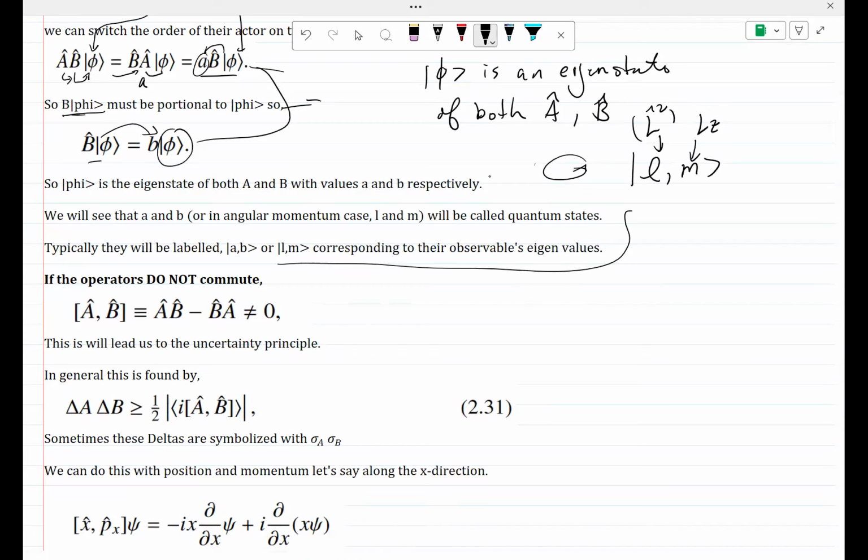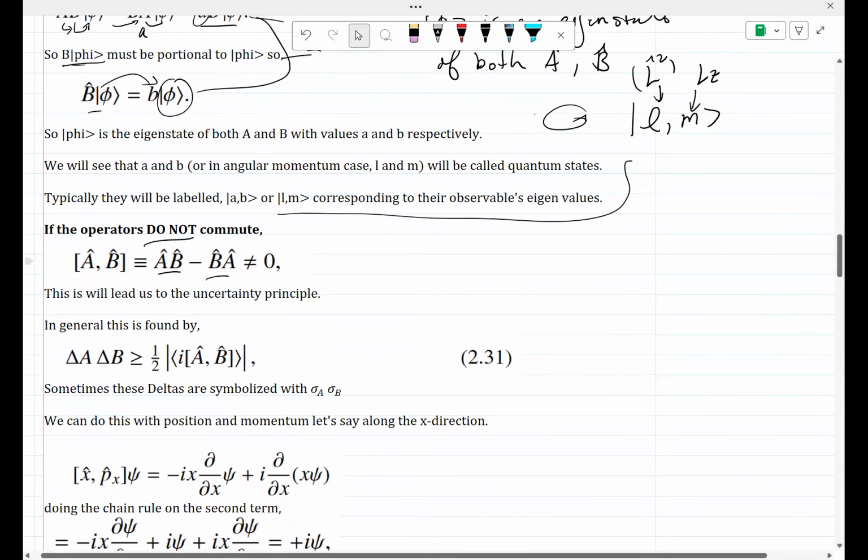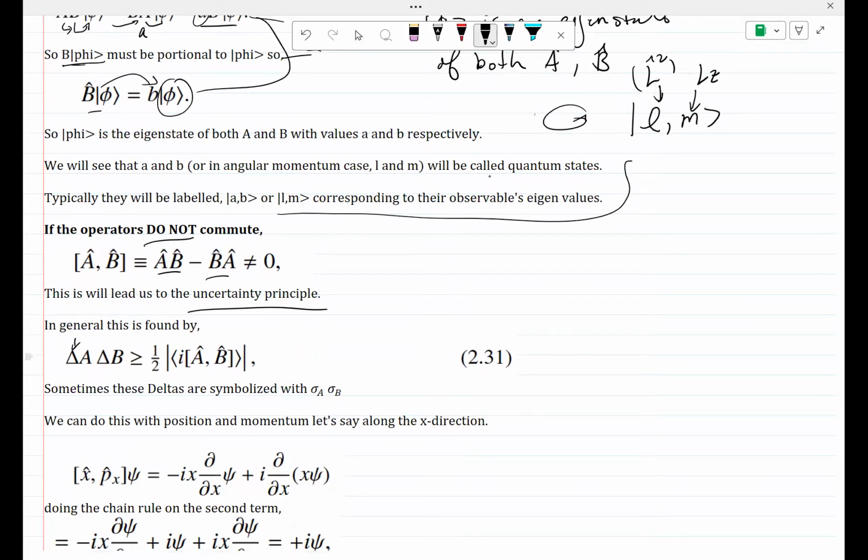The other interesting case is that if the operators do not commute, that's also interesting. That means A times B minus B times A is not equal to 0. This actually leads to the uncertainty principle. In general, this delta here signifies the uncertainty. So it's not like A final minus A initial. So this signifies the uncertainty.